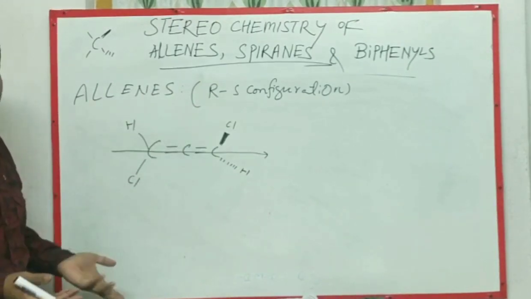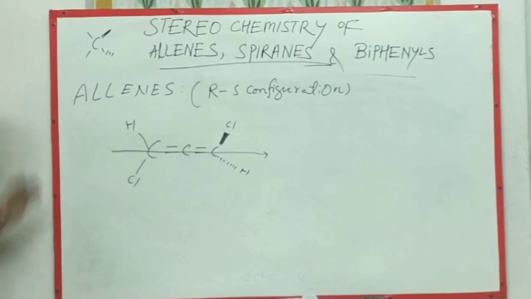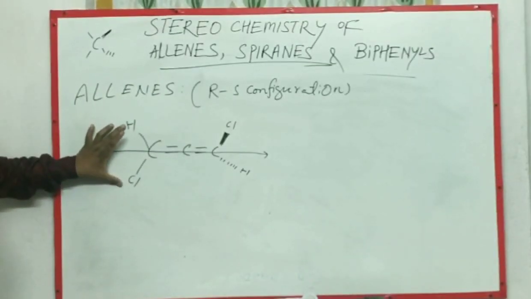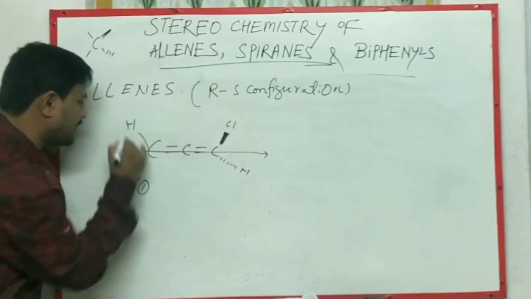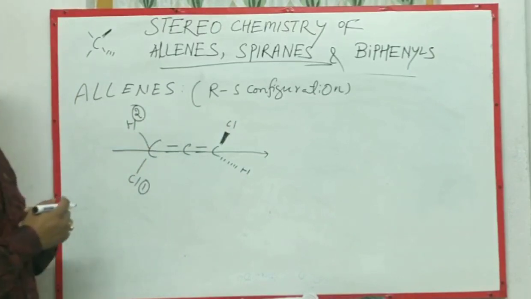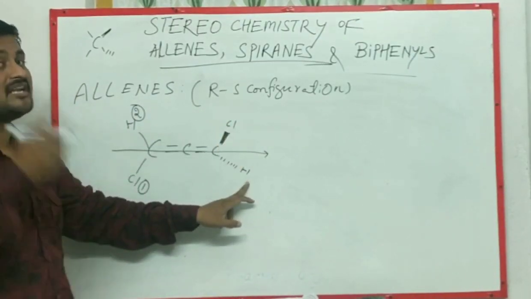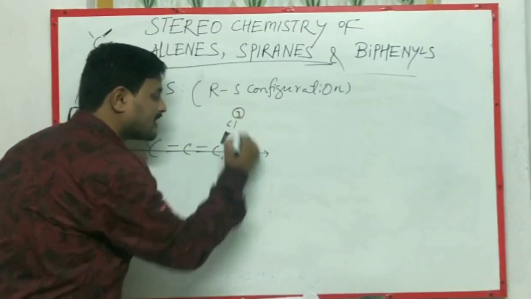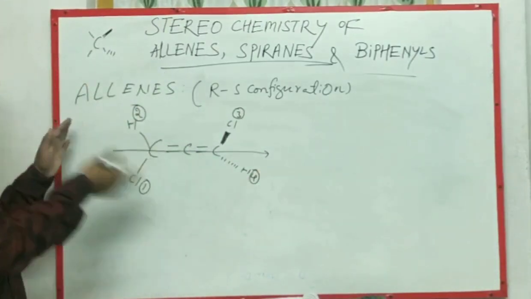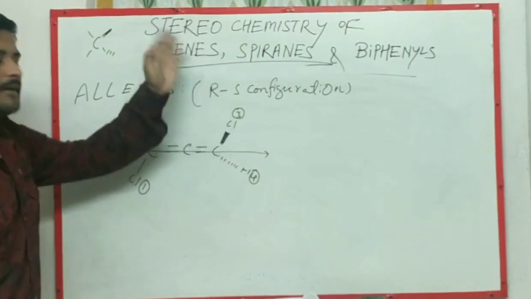How do we give it? You have to give the priority first to the within-the-plane atoms. Here the within-the-plane atoms are hydrogen, chlorine. When you compare these two, which one is higher priority? Highest atomic number, chlorine. This is first priority, this is second priority. Then we go for these two. Here also, this is highest priority, this is least priority. But here this one is third priority, fourth priority. 1, 2 priorities are over within the plane. The remaining priorities, 3 and 4, are for above the plane and below the plane.